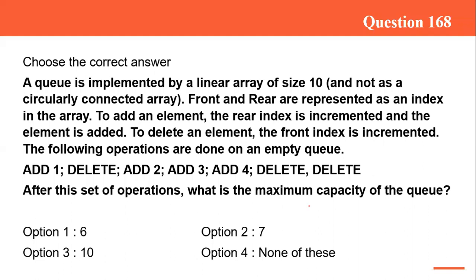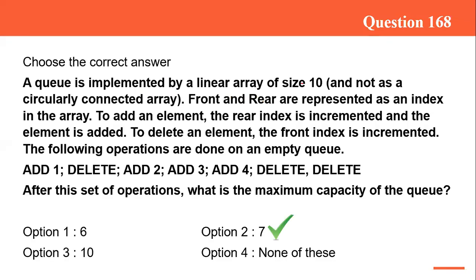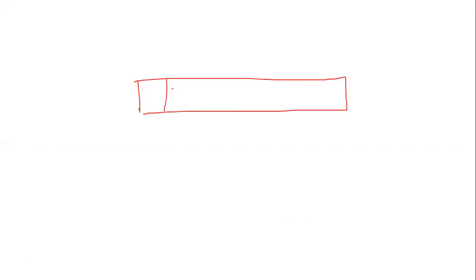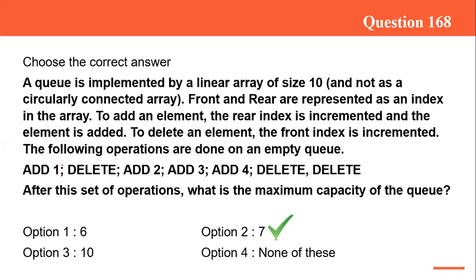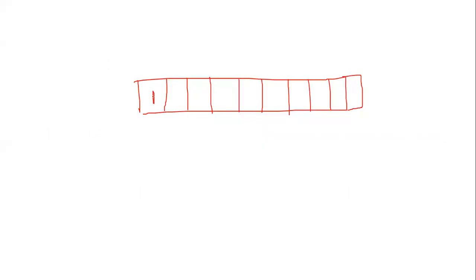Just for understanding, the answer is 7. It's perfect, but let's see how. For example, this is the queue I have. What is the size of the queue? 10. Okay, let me consider 10. 1, 2, 3, 4, 5, 6, 7, 8, 9, 10. Now, what is the first operation? Add 1. So I added 1. Next one is delete. That means 1 is deleted.